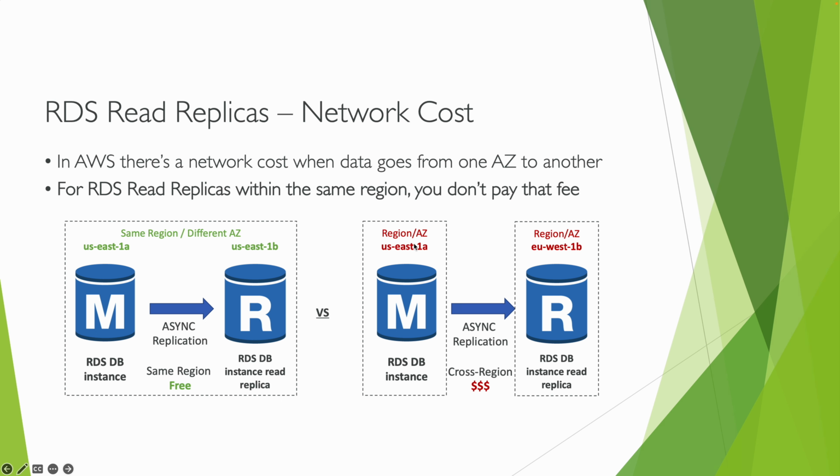But when you are using two availability zones which are in different regions, for example one in US East and the other in US West, then the data transfer between the master and the read replica will be charged some cost. We need to keep this in mind because we need to build cost-effective architectures.